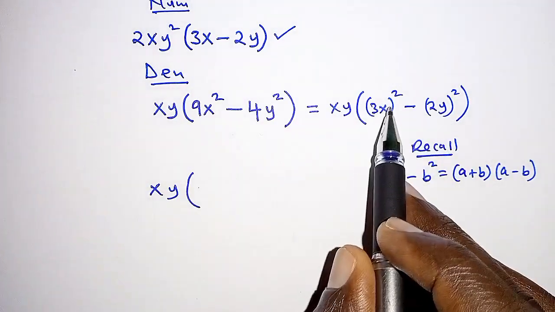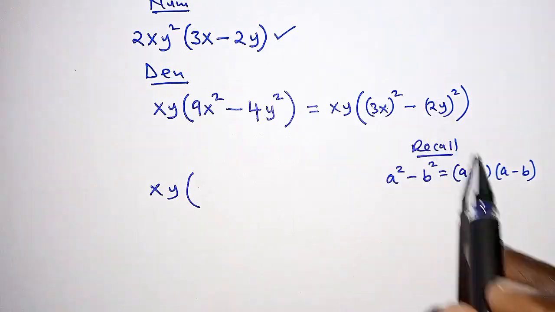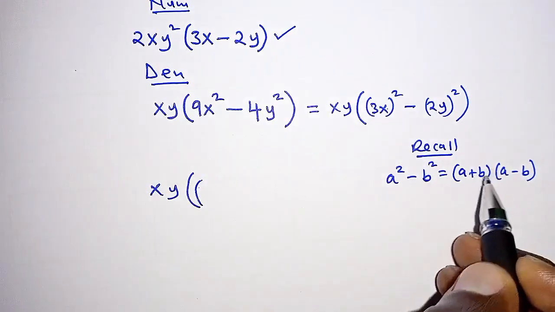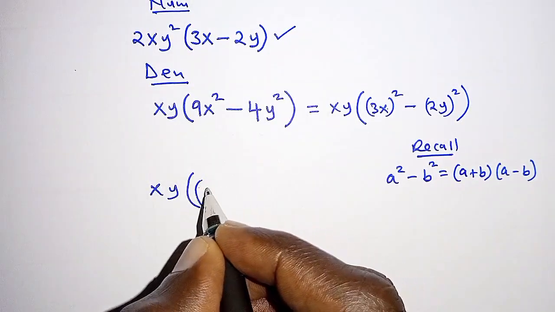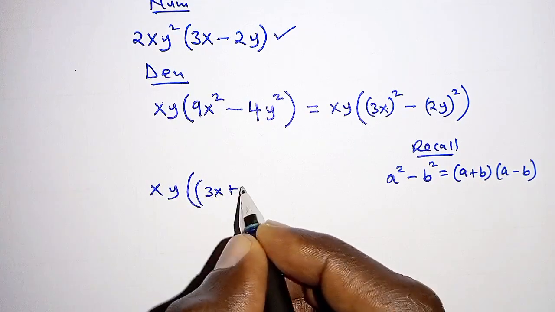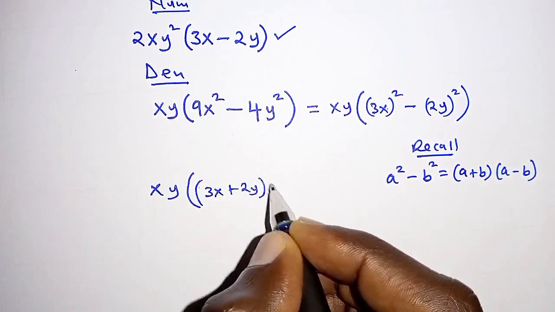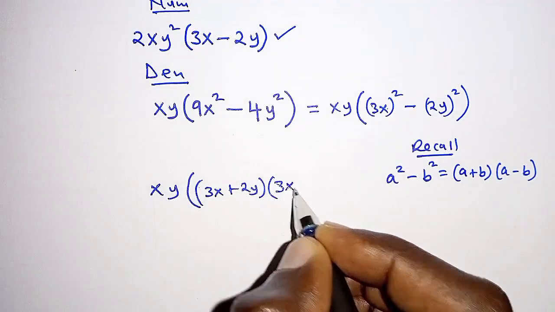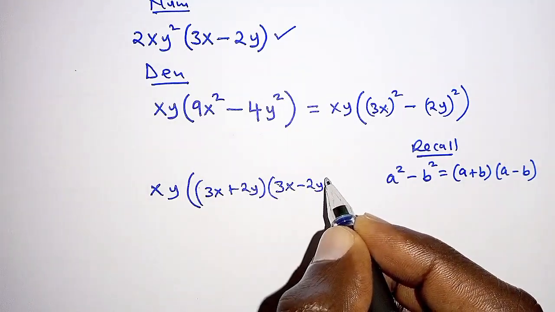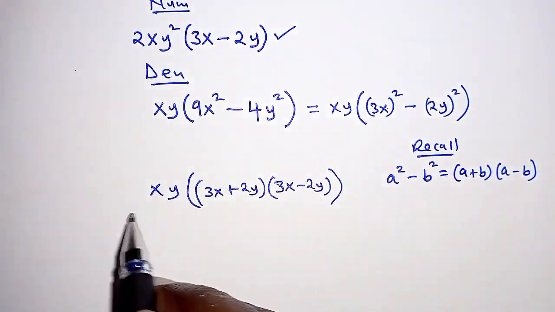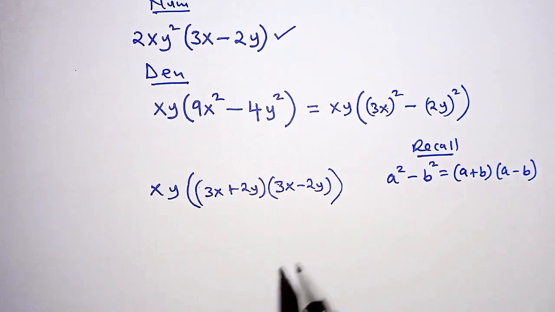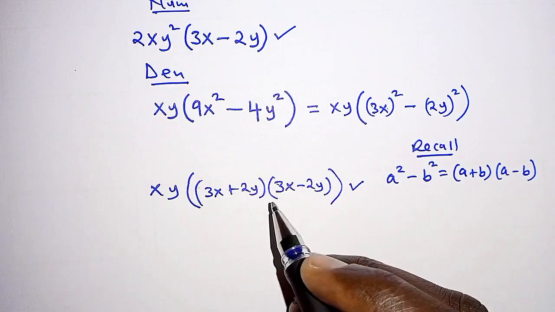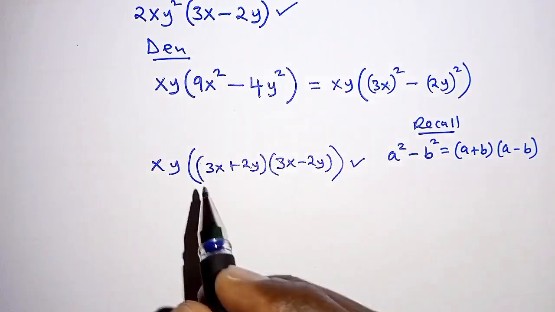So just substituting 3x and 2y in this identity, for the first bracket, like we have here a plus b, so the first bracket will have 3x plus 2y. And then the next bracket we have, that is a minus b, 3x minus 2y. So up to this point, we cannot factorize further, and therefore we say we have factorized the denominator completely. Now we have the numerator and denominator.